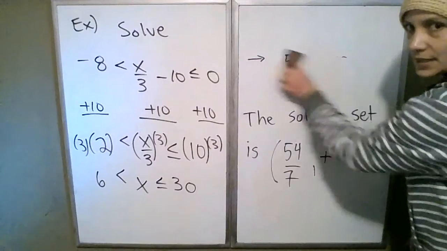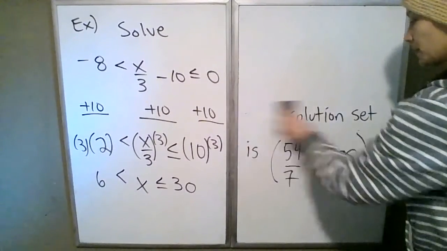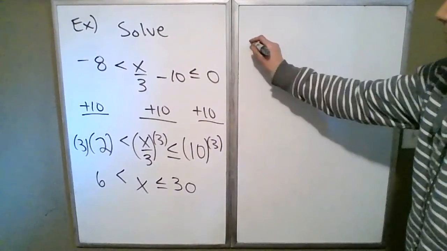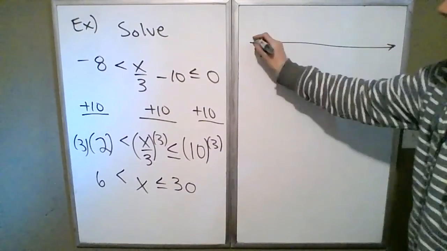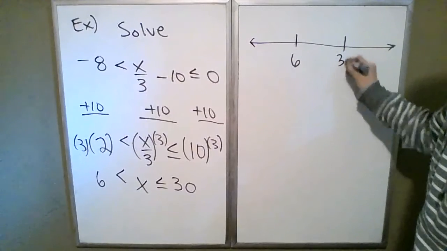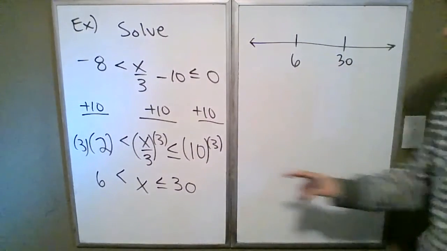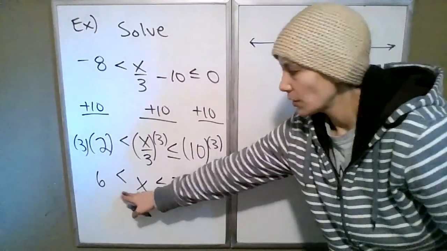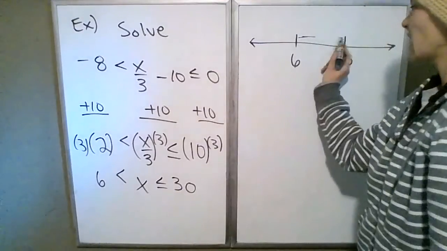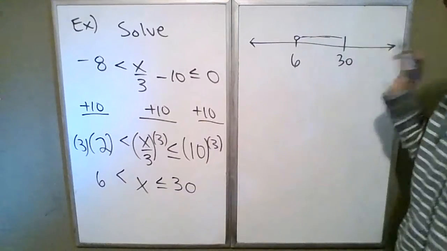To quickly sketch the graph and get the solutions written as a set. The critical numbers are 6 and 30. And the values that make this statement true are greater than 6 this way, less than or equal to 30 that way. And then we don't include 6. We do include 30.